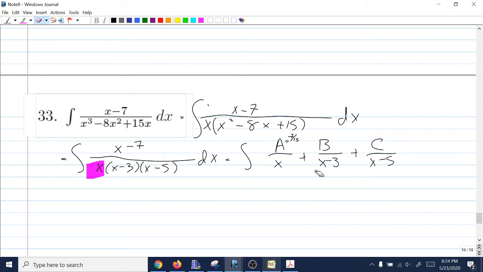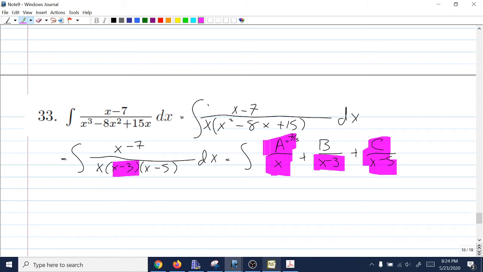What's b? To get b with the cover-up method, I want to multiply both sides by x minus 3, and then plug in 3. That'll clear all that stuff out. B will be what I get when I plug 3 into this thing. Plug 3 into that, and I get negative 4 over 3 times negative 2 is negative 6. That's 2/3.